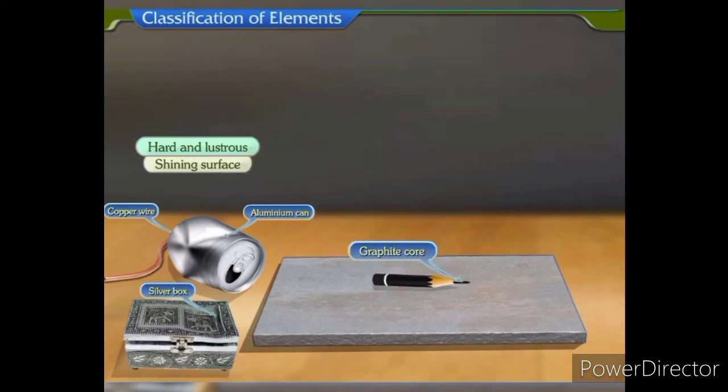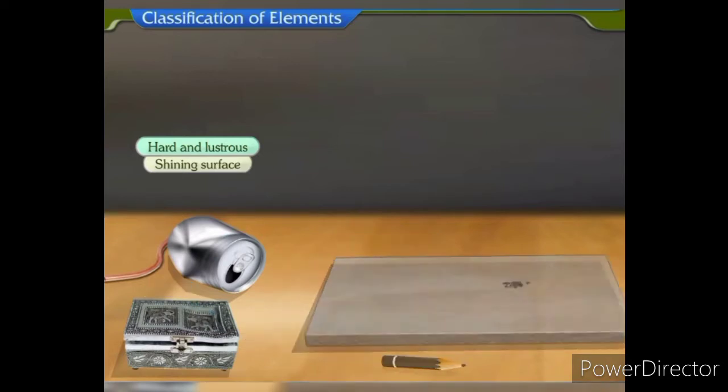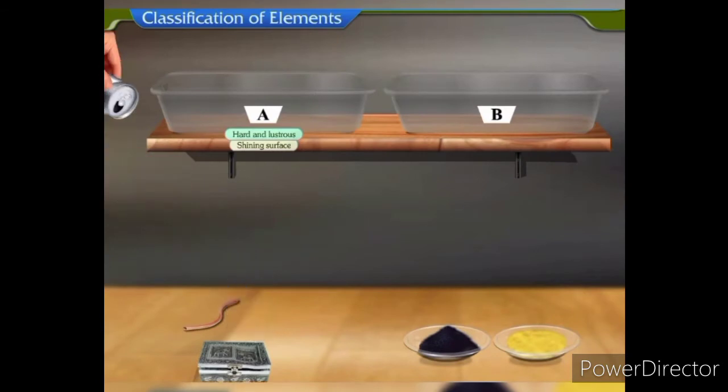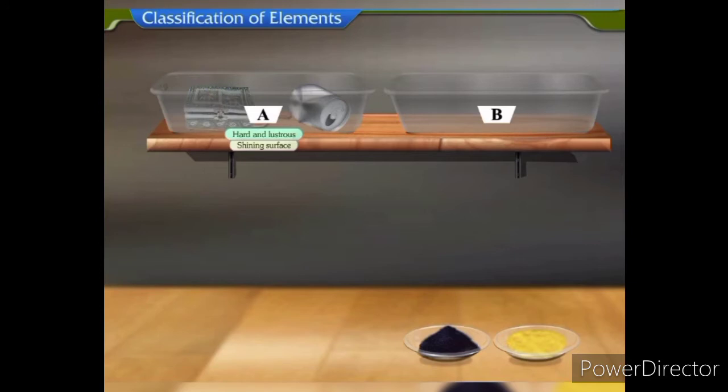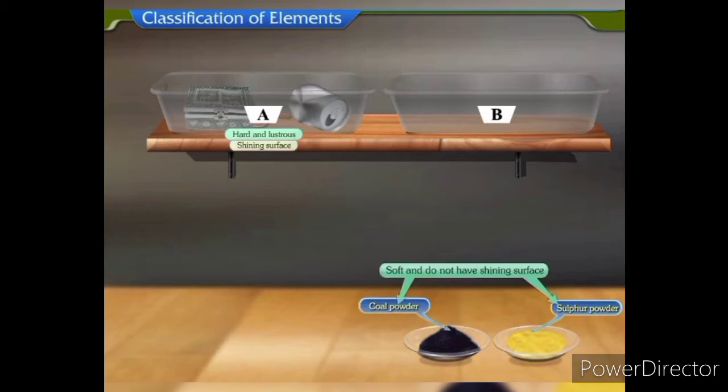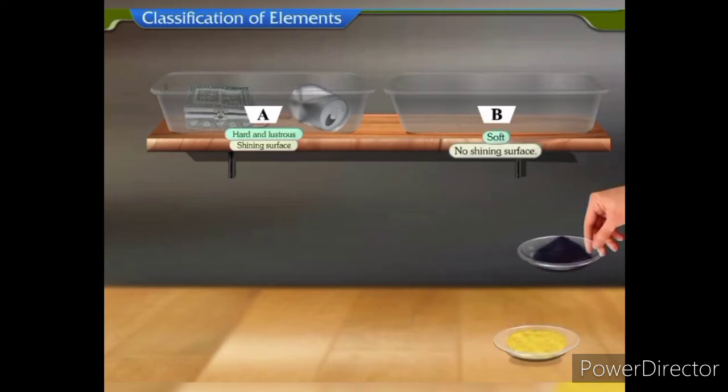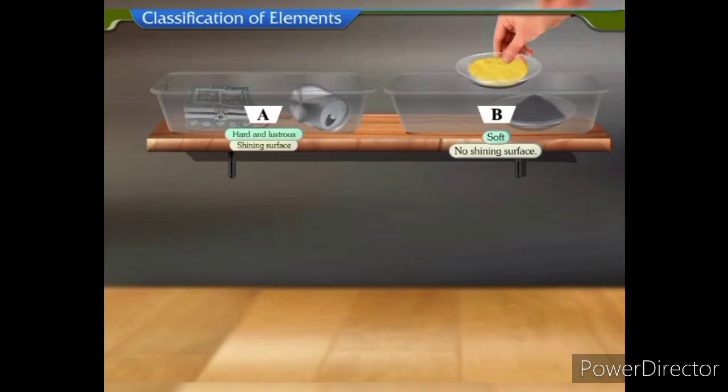Graphite core also has a shiny surface but is brittle and not hard. So, we will not pick it up. Now, put these objects in the basket A. Observe the remaining objects. Well, sulfur powder and coal powder are soft and do not have a shining surface. Put these objects in the basket B.